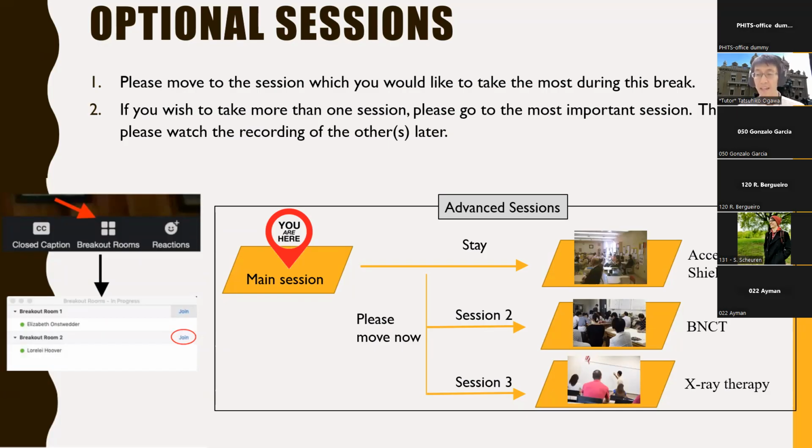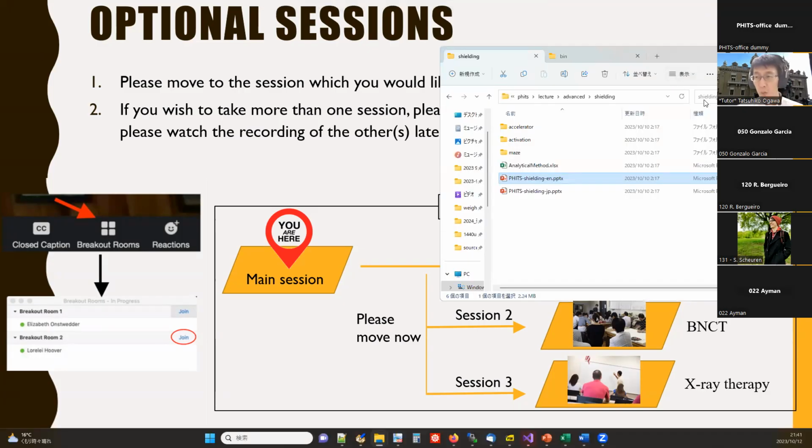All right. So now it's time to move on to the tutorial content. In this session, we are going to practice accelerator shielding, with a very practical example. Please go to the folder Lecture, Advanced Shielding.